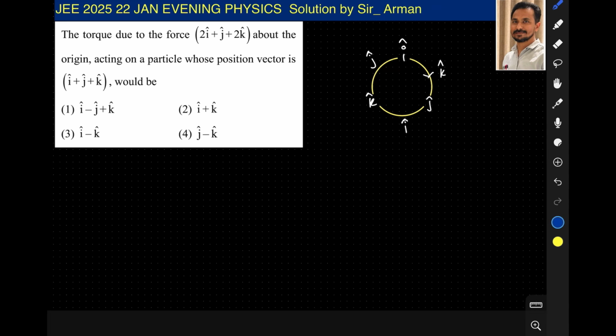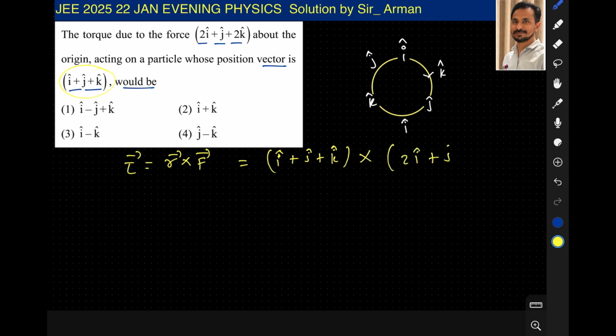The torque due to force 2i plus j plus 2k about the origin acting on a particle whose position vector is i plus j plus k would be. Now we know that torque is equal to r cross F, where r is the position vector with respect to the origin, which is given here. So what we will do here, we will just do the cross product. So i cap plus j cap plus k cap cross 2i cap plus j cap plus 2k cap.